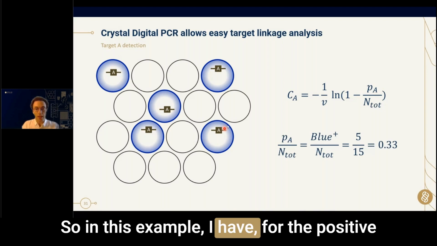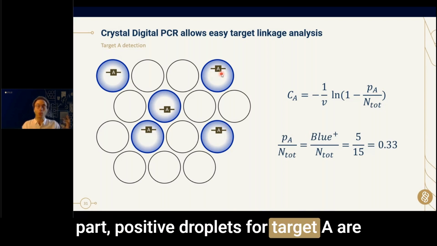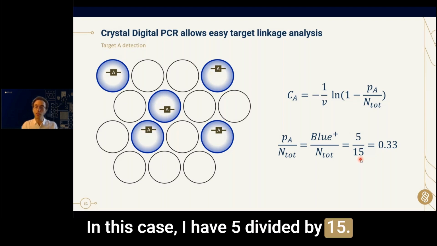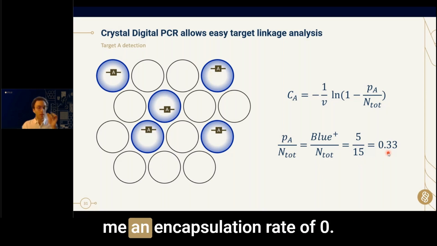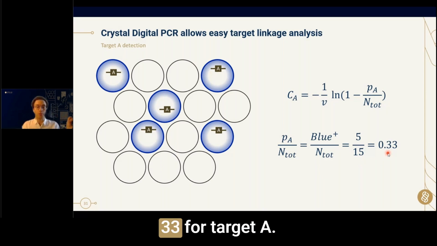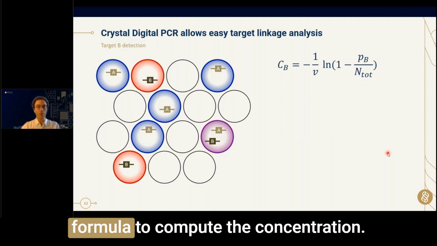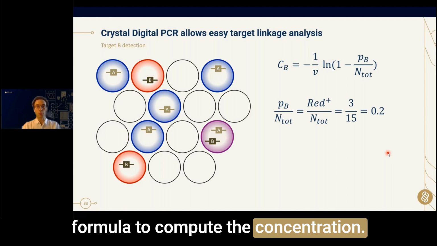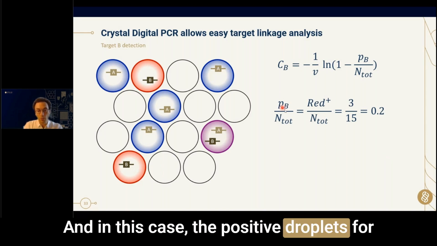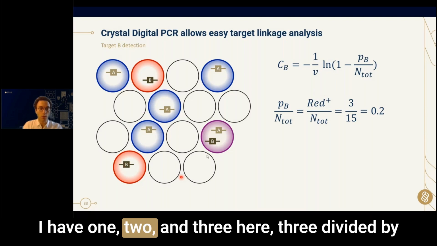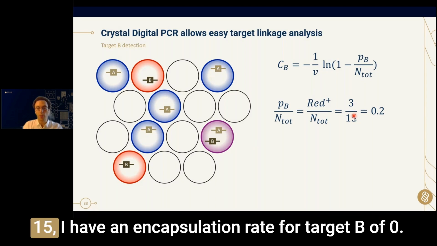So in this example, the positive droplets for target A are simply the droplets that are blue positive. In this case, I have 5 divided by 15 total number of droplets. That gives me an encapsulation rate of 0.33 for target A. Target B will be encapsulated randomly as well. I'm going to use the exact same formula to compute the concentration. And in this case, the positive droplets for target B are the droplets that are red positive. I have 1, 2, and 3 here. 3 divided by 15, I have an encapsulation rate for target B of 0.2.